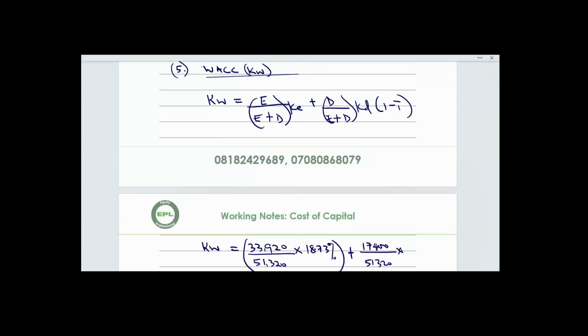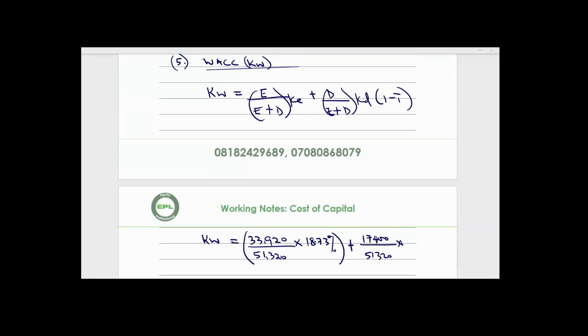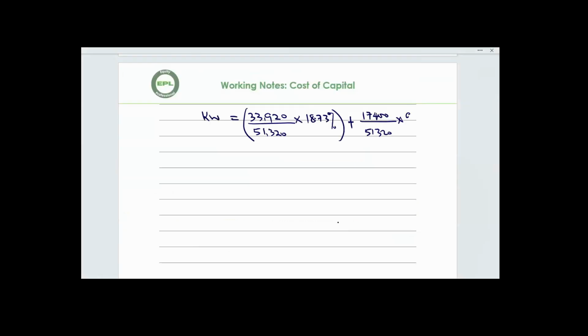I will then go back to the question. The examiner has told you that corporate debt is assumed to be almost risk-free and is available to Kilimanjaro at 0.5% above the treasury bill rate of 9%. So 0.5 plus 9% will give us 9.5. So here is 9.5.